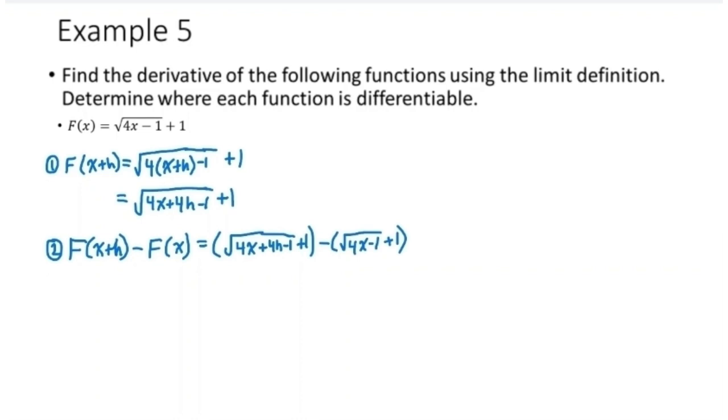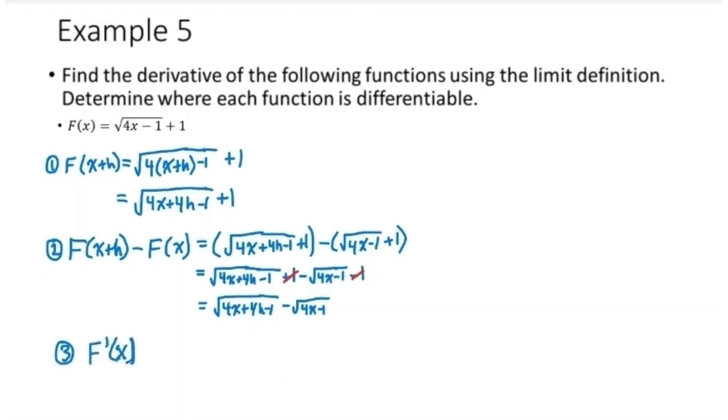And we get the square root of 4x plus 4h minus 1 plus 1 minus the square root of 4x minus 1 plus 1. We'll simplify by dropping the parentheses, distributing where we need to, and then collecting like terms. And we get the square root of 4x plus 4h minus 1 minus the square root of 4x minus 1. Now we'll take the limit of our difference quotient. So our f prime of x will be the limit as h approaches 0 of our f of x plus h minus f of x, which we obtained in step 2, all over h.